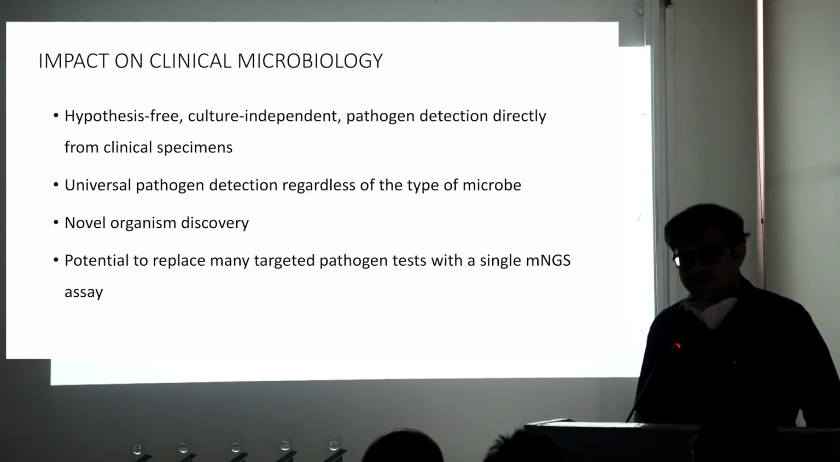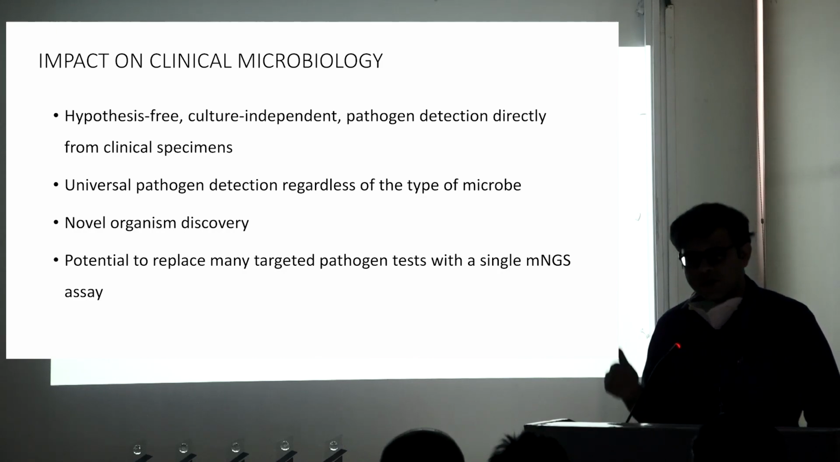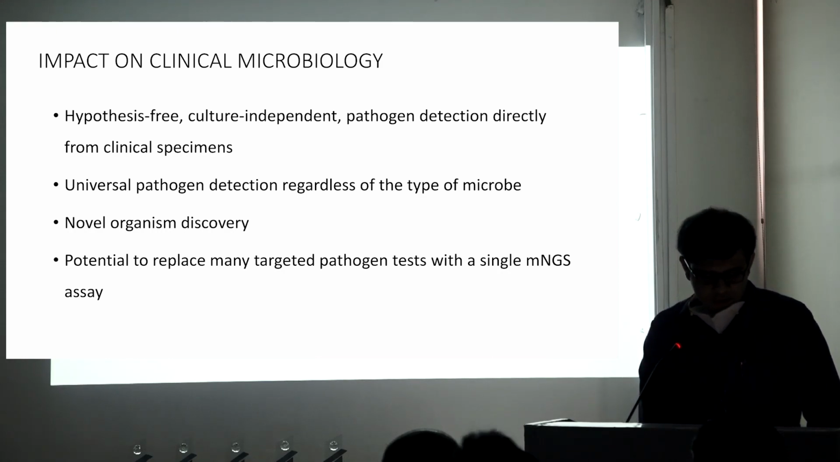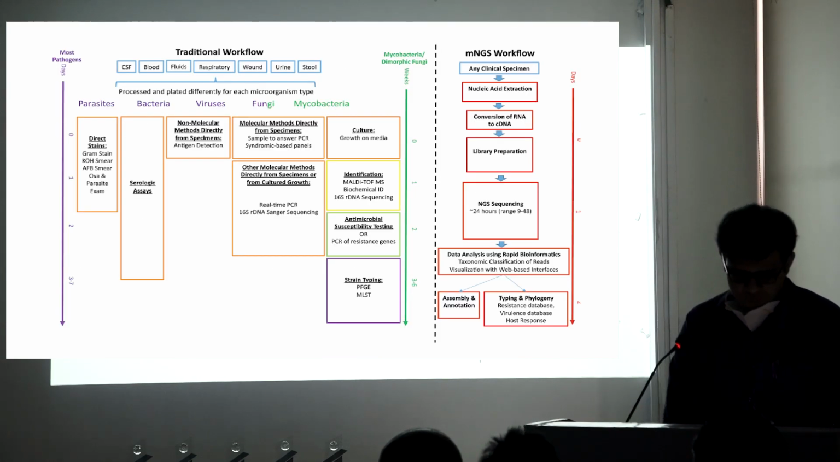And if you are dealing with some novel organisms, COVID-19, the SARS-CoV, was a novel organism. It was detected by whole genome sequencing only. If you don't have that, you will never be able to identify what virus is coming up next. And it has the potential to replace many targeted pathogen tests with a single next generation assay.